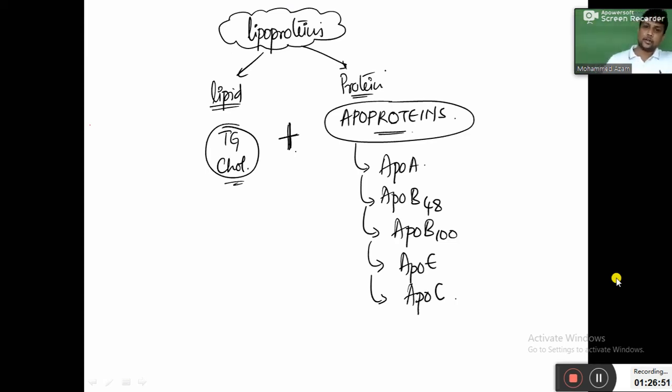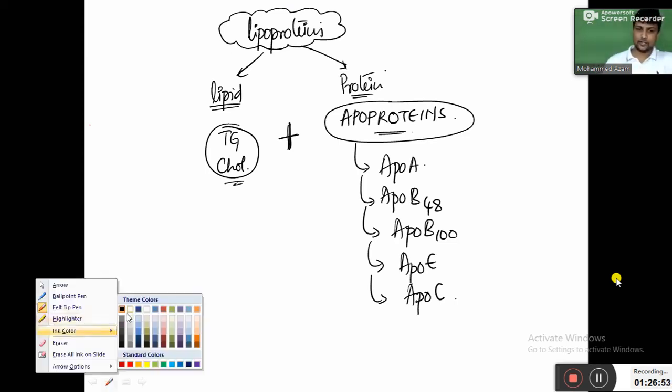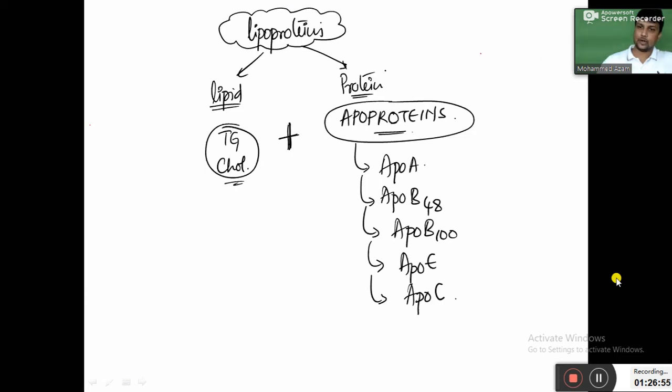Now once you are done with the introduction, next write down there: types of lipoproteins. Okay. Now write down the types of lipoproteins. Once you're done with the introduction of lipoprotein, types of lipoproteins.